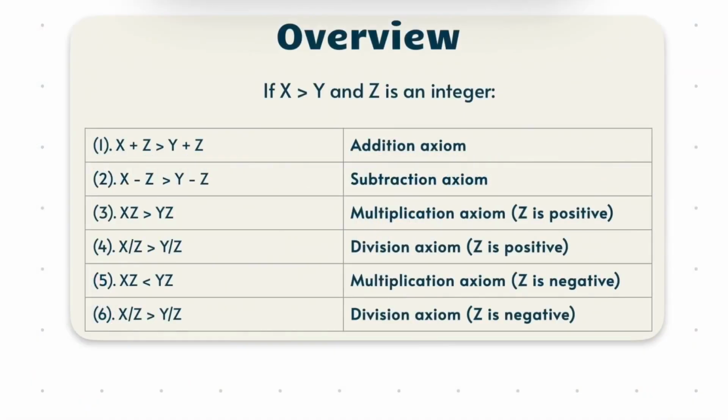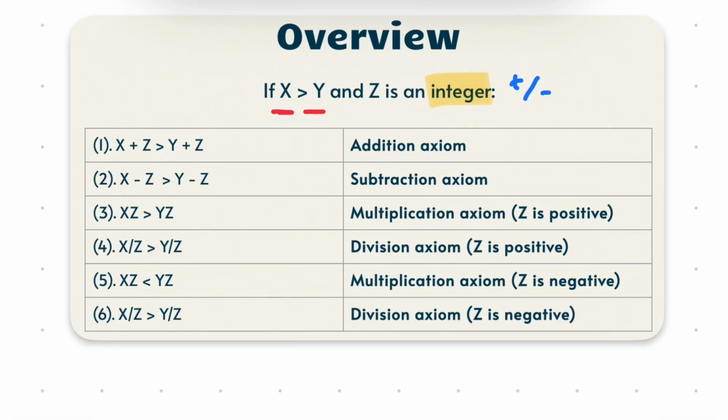So this table shows that there are 6 main rules that we deal with when it comes to inequalities. And these rules are referred to as axioms. They assume that there are 3 main variables, x, y, and z, and that x is greater than y. Additionally, it assumes that z is an integer. Remember that an integer is any number that can be positive or negative. We will be going through each of these axioms throughout the rest of this video.